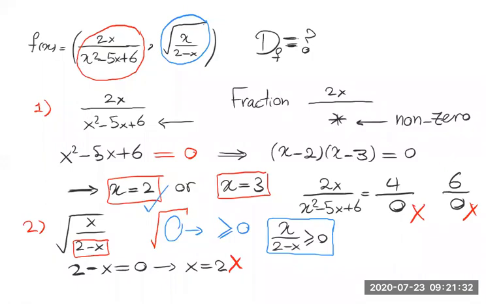X over 2 minus x should be non-negative. X over 2 minus x should be positive. Okay, how can I solve this inequality? X over 2 minus x should be non-negative. You see, I have two numbers divided by each other. X divided by 2 minus x.